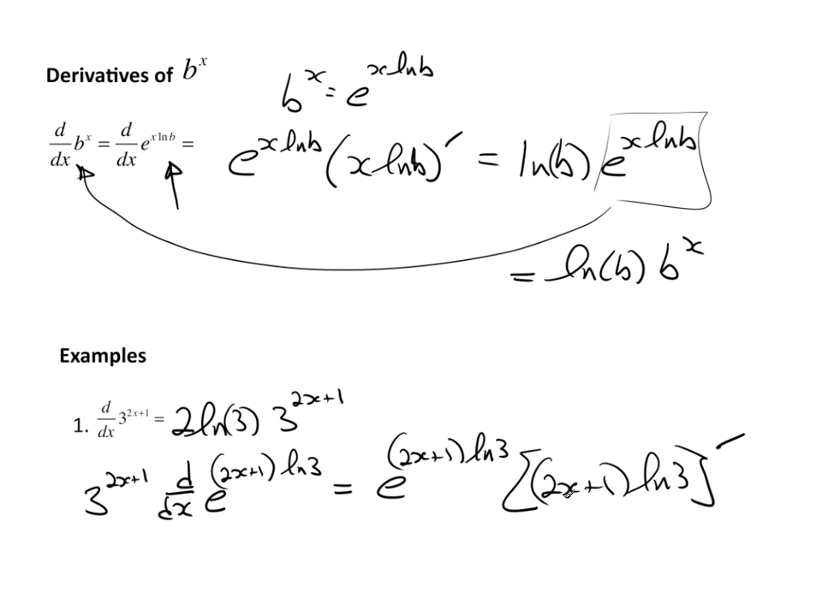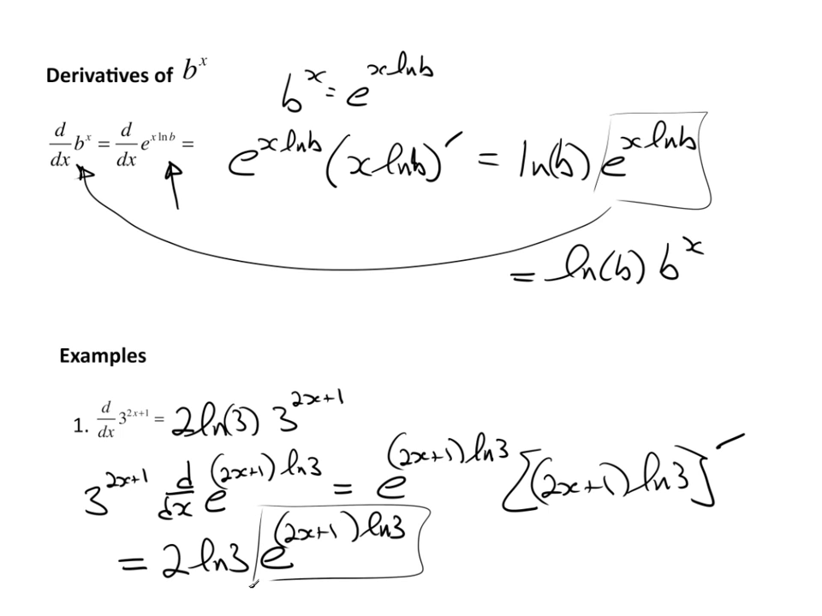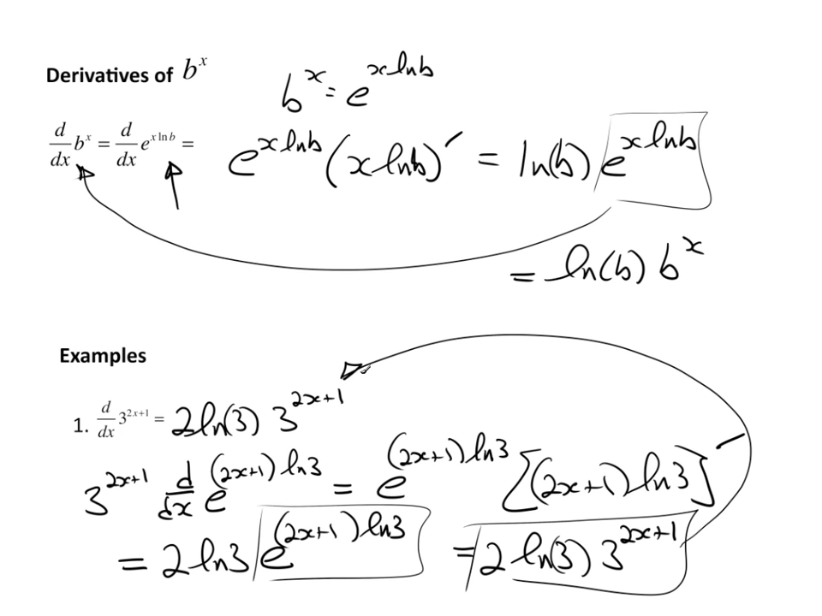Well, the derivative of this with respect to x, ln 3 is a constant, so if I multiply it through, I have 2 ln 3 x plus ln 3. So when I take that derivative, I will get 2 ln 3. So I end up with this derivative being equal to 2 ln 3 e to the 2x plus 1 ln 3. But this is nothing more than 3 to the 2x plus 1. So this derivative is 2 ln 3 times 3 raised to the 2x plus 1, which is exactly what I wrote just a moment ago, simply by looking at this pattern and applying it here.